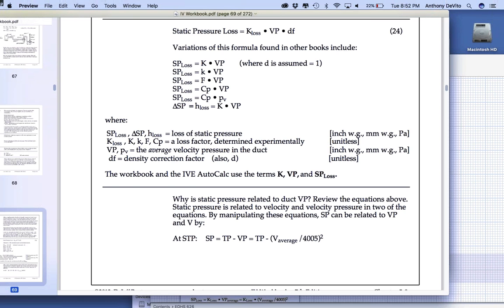So we're going to have a loss factor. We're going to call that factor, for the most part, usually a number called K. And K is going to be multiplied by the velocity pressure to determine how much static pressure we lose. Okay, so if we know what that K is, and we know what the velocity and velocity pressure are going through the ductwork, we know how much energy we're going to have to put back, or how much suction pressure we're going to have to put back into that in order to make up for it.